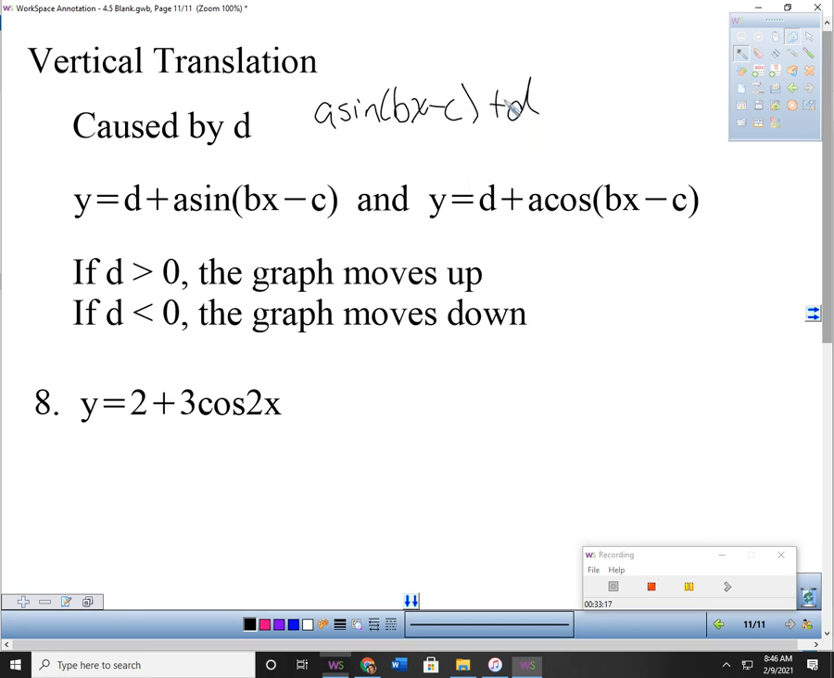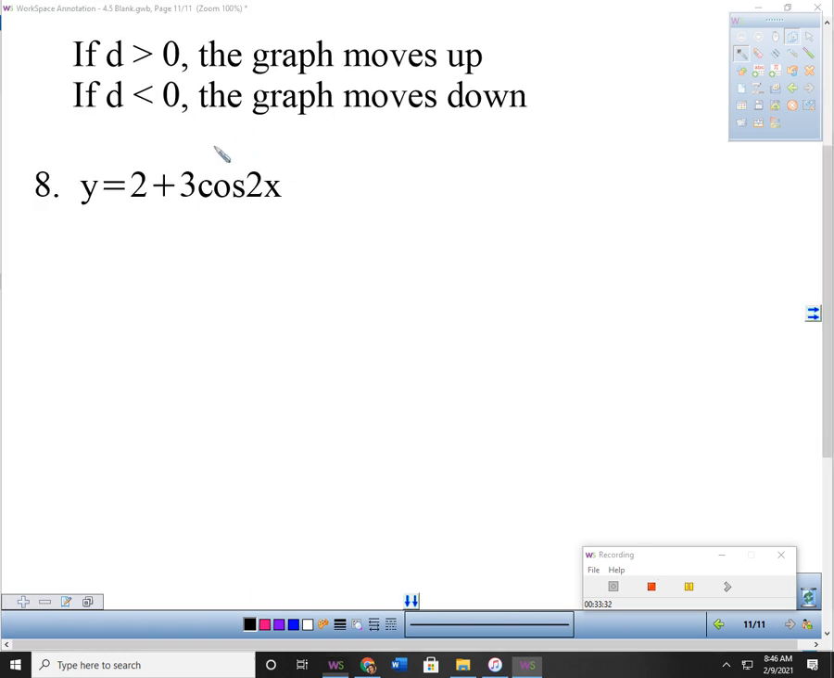You can do it outside. As long as it's not in the parentheses, that moves it up and down, okay? So if this is a positive, like a positive 5, it would move up 5. And if it was a negative 5, it would move down 5. All right? So if we're looking at this equation, I already know I'm going to be moving up 2 because this is positive, right? That's being added. I know that I'm going to stretch up and down. So instead of going up to 1, I'm going to be going up to 3, but then I'm also moving it up. And then I'm also going to be stretching or shrinking horizontally, okay?